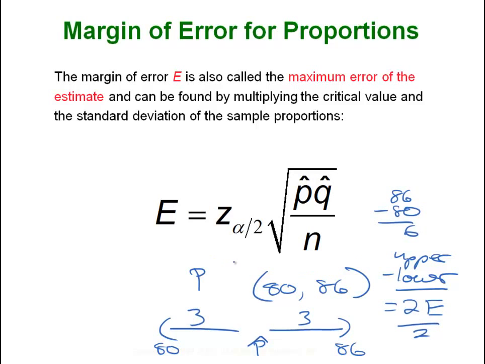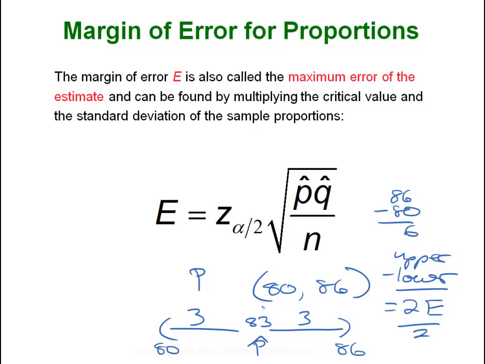You can also now find p hat, because p hat is just the average of those two numbers. Take 86 plus 80, divide by 2, and that will give you 83. Or, once you have E, you just know you can add it to 80 or subtract it from 86, and either way, you're going to find p hat. So all this stuff is strongly related.